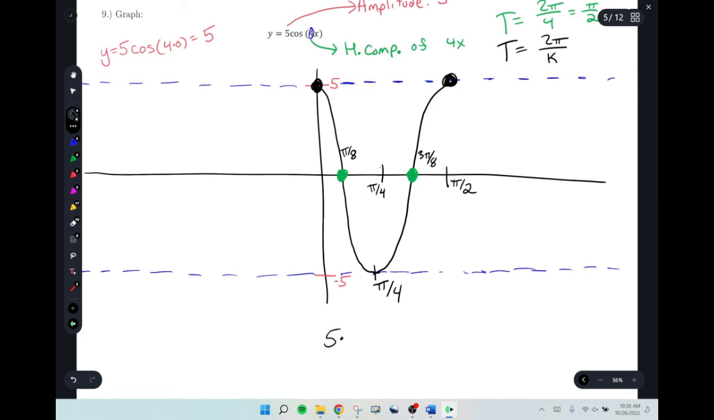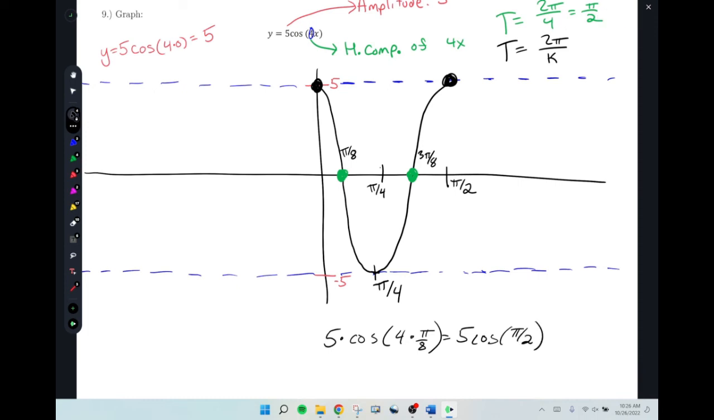5 times the cosine of 4 times pi over 8 is what? 5 times the cosine of pi over 2? What's the cosine of pi over 2 in your unit circle? It's 0. Because that's the vertical thing, right? Yes. So it checks out. That's the 0. That's an x-intercept.